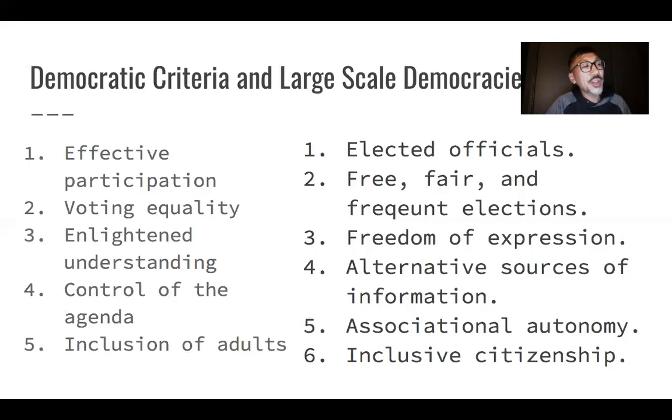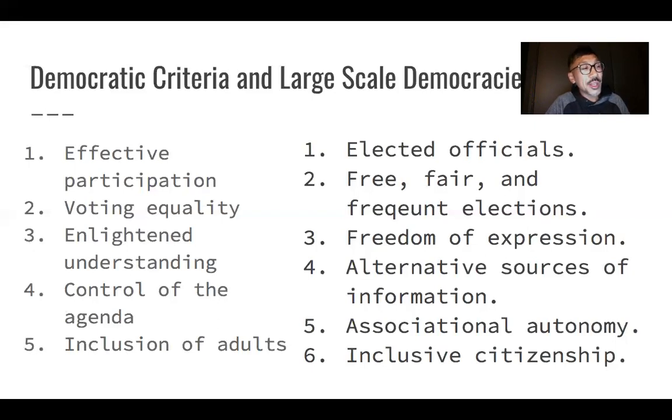In addition to the freedom of expression, Dahl emphasizes the fourth aspect of a large-scale democracy, which includes associational autonomy, or the formation of independent associations or organizations whose aims are to advocate for political issues in the public square. These types of associations and organizations help educate citizens about political issues. And last, and this is a really important principle, which is inclusive citizenship.